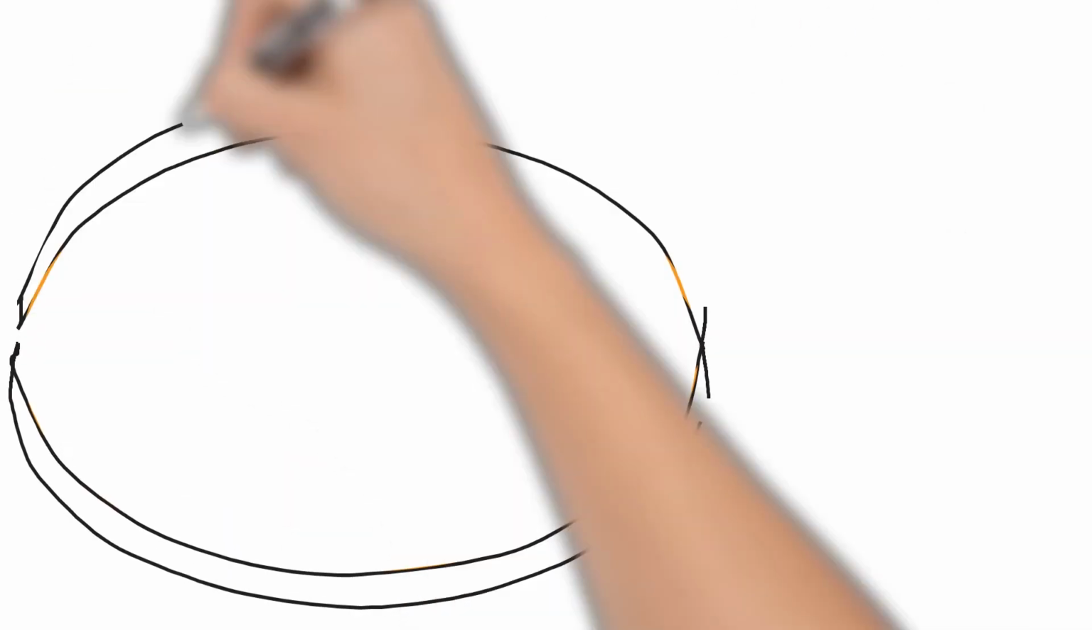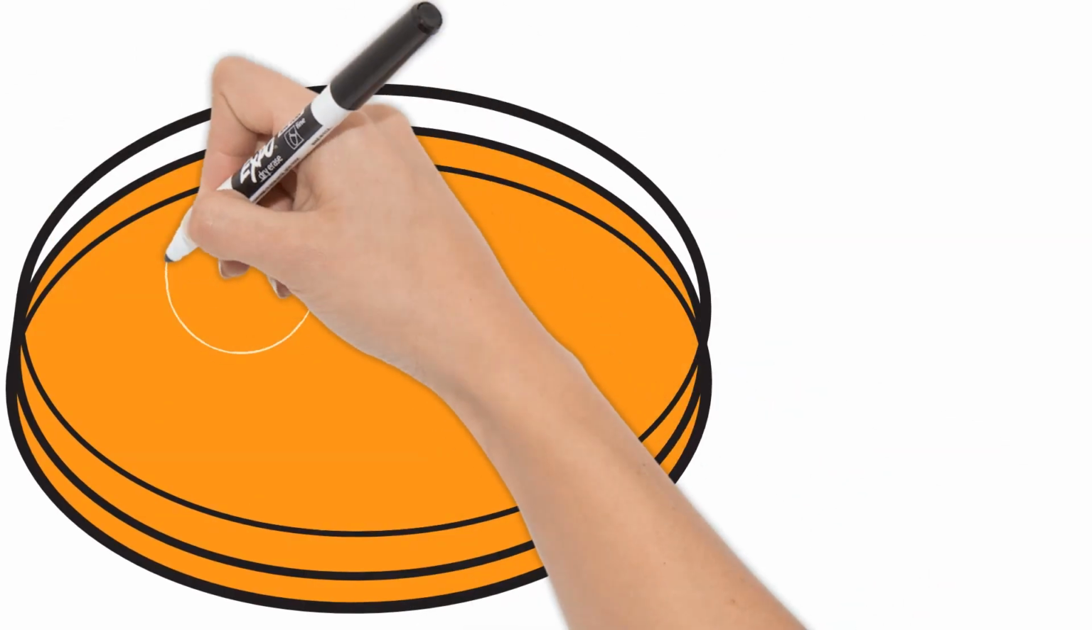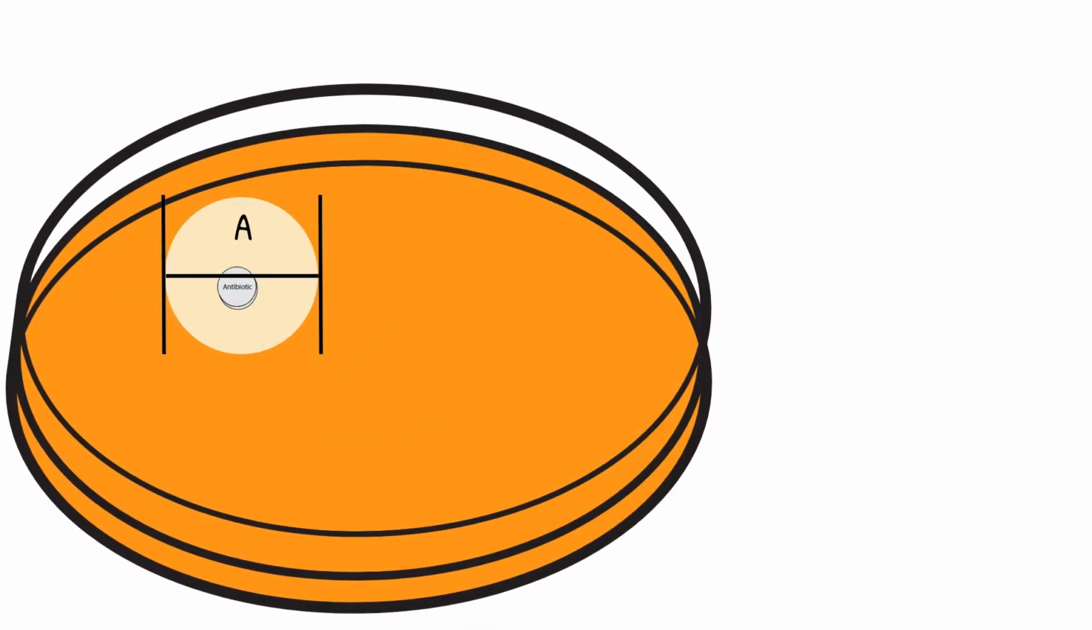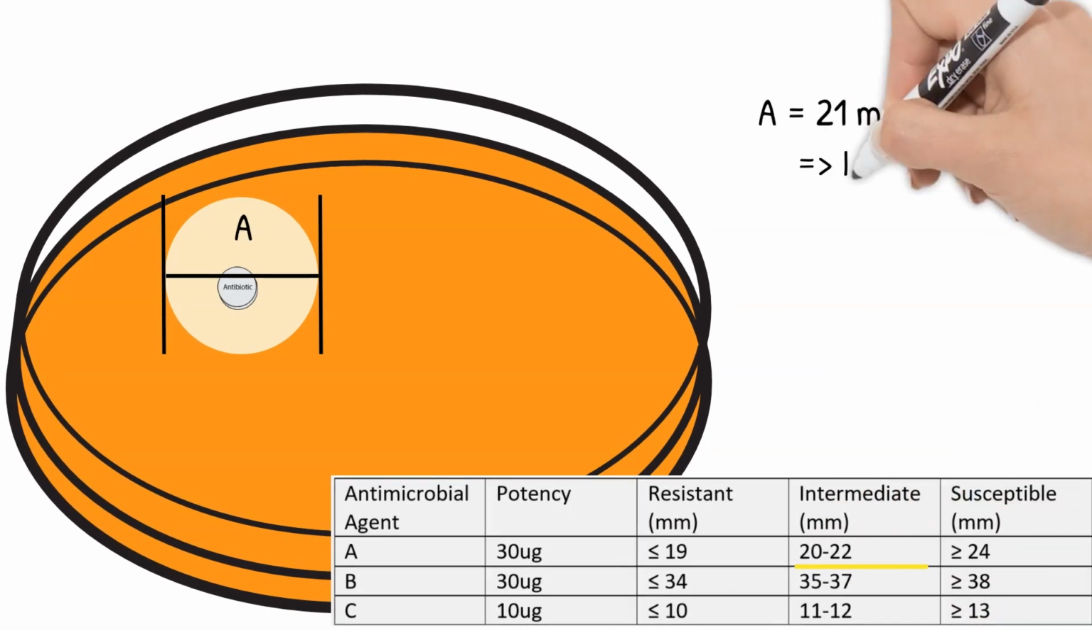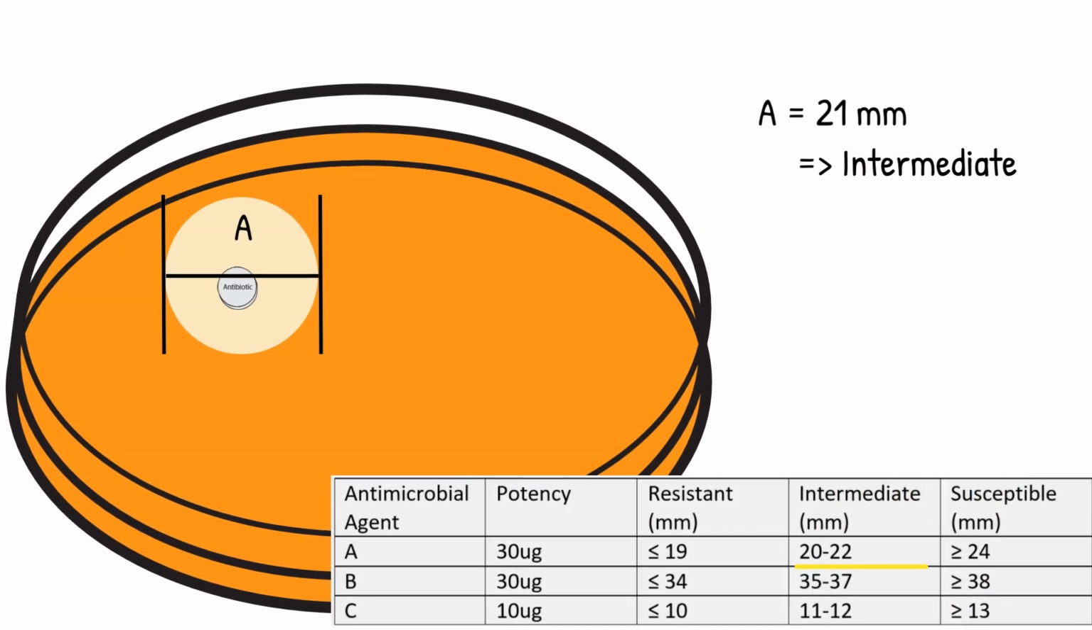Let's look at the first sample. This is A. It looked like 21 millimeters to me. Let's write it down and take a look at the table. This A, 21 millimeters, falls in the intermediate range.